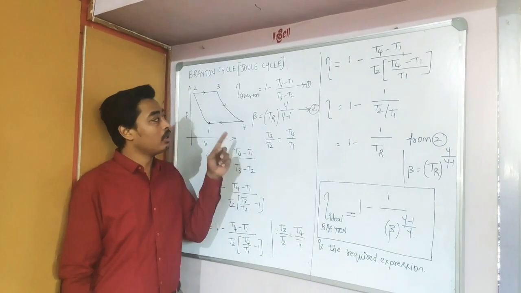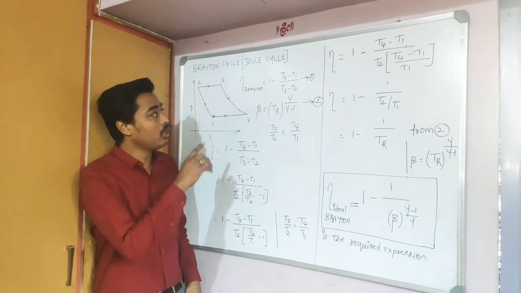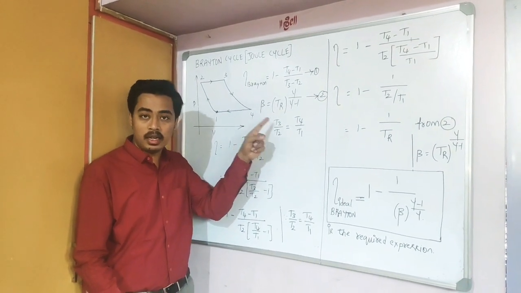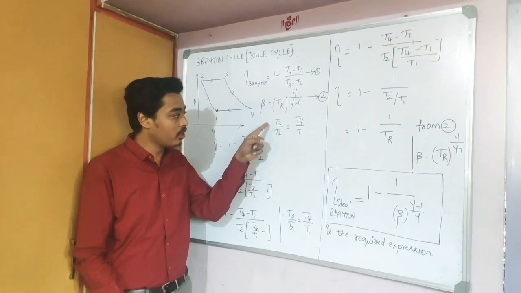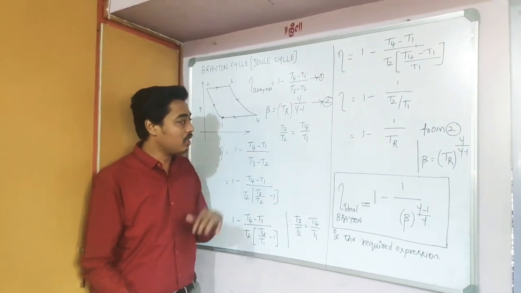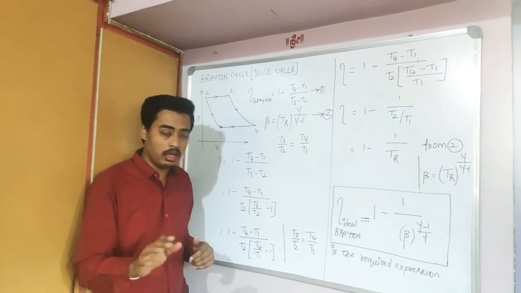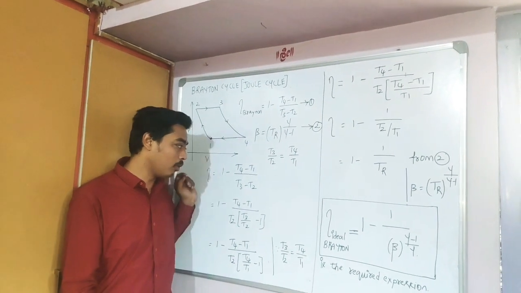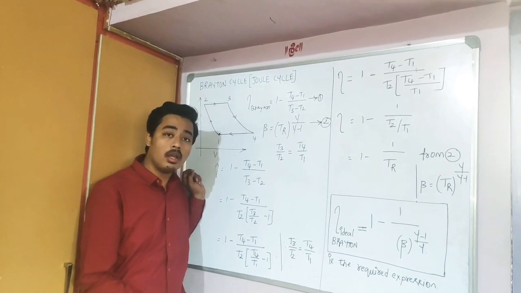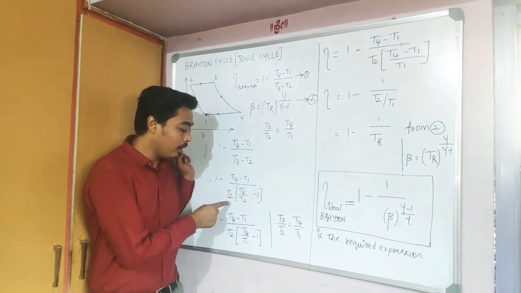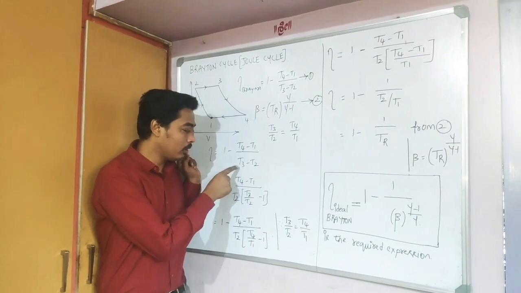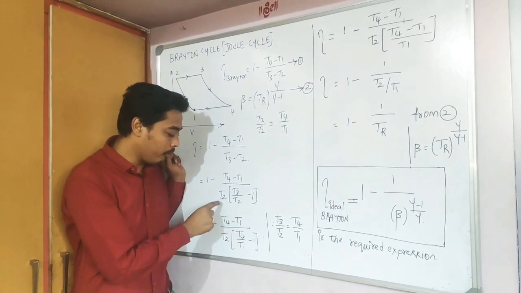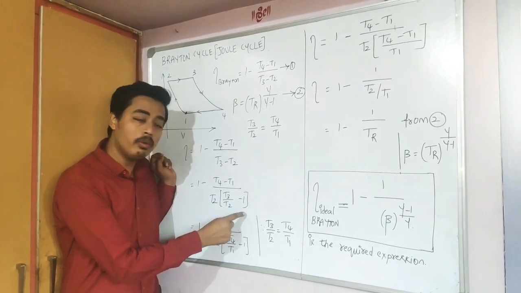So you have obtained equation number 1, which is efficiency in terms of different temperatures, and equation number 2, which is the relation between beta and TR, and you have also obtained this relation using the temperature ratio, that is T3 by T2 is equal to T4 by T1. We shall continue further. So taking this efficiency equation, which is equation number 1, 1 minus T4 minus T1 divided by T3 minus T2, what I am doing is, in the denominator, I will take T2 as common. If I take T2 as common, I have to divide the other terms by T2. So it will be T2 into T3 divided by T2 minus 1.